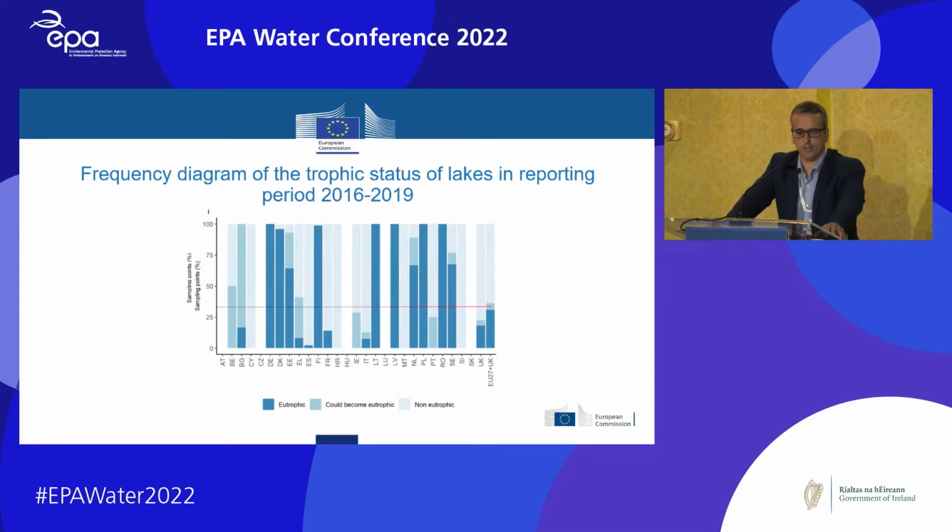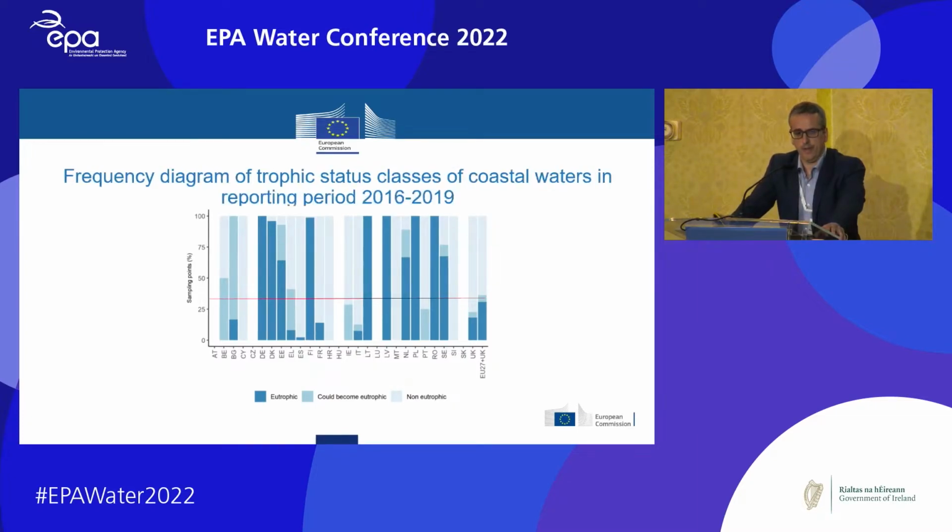Next diagram, here I'm showing the trophic status in lakes, which is the average is 32%. The horizontal red line represents the EU average in the European lakes. And we can see also that in some member states there is a huge share of monitoring stations reporting eutrophication, almost all of them in some cases. Here it's interesting to compare these values.